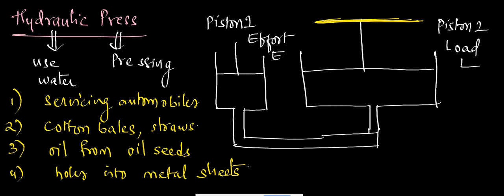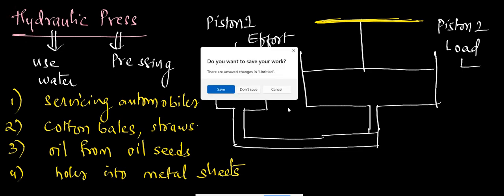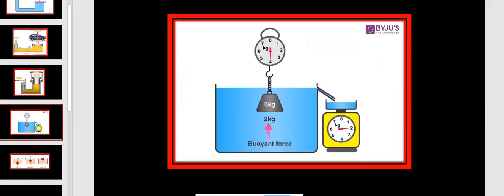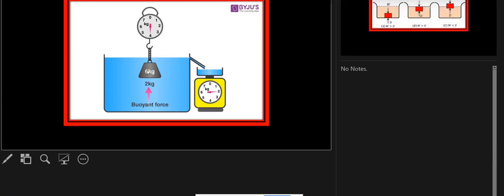So, clear with this mechanical advantage and the hydraulic press, and which principle are they working on? They are working on Pascal's law principle. Any doubt so far? Okay. Now we will go for Archimedes principle. This is also very important. But before going for Archimedes principle, let me give you some idea. Observe this figure, Gautam. Observe this figure.